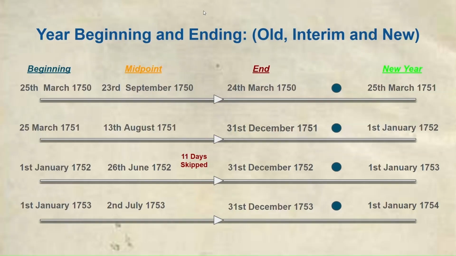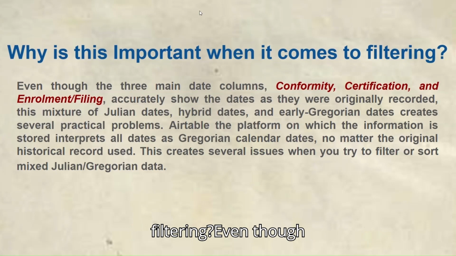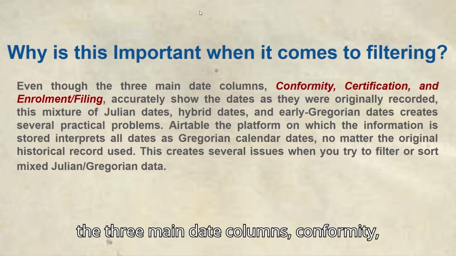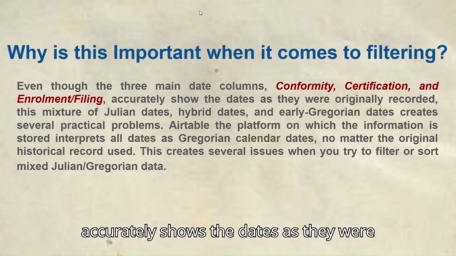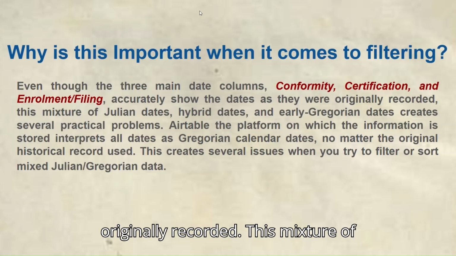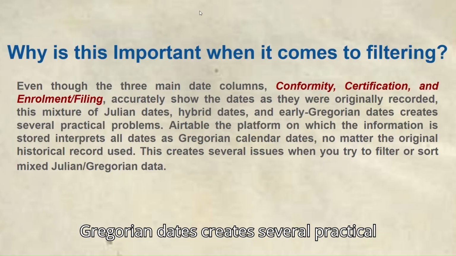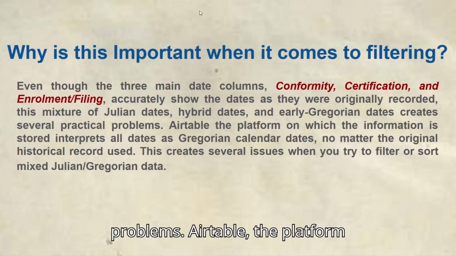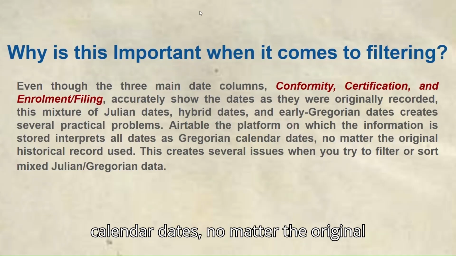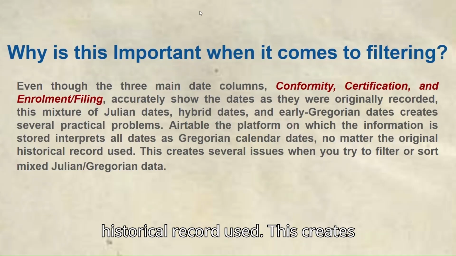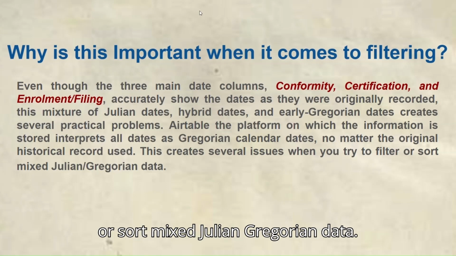Why is this important when it comes to filtering? Even though the three main date columns, conformity, certification and enrolment/filing, accurately show the dates as they were originally recorded, this mixture of Julian dates, hybrid dates and early Gregorian dates creates several practical problems. Airtable, the platform on which the information is stored, interprets all dates as Gregorian calendar dates, no matter the original historical record used. This creates several issues when you try to filter or sort mixed Julian-Gregorian data.